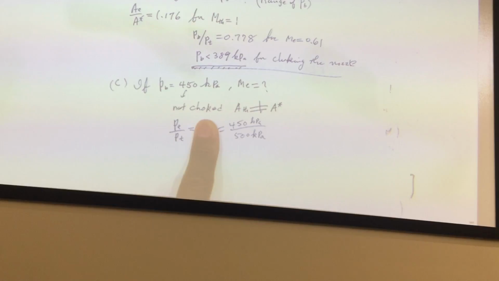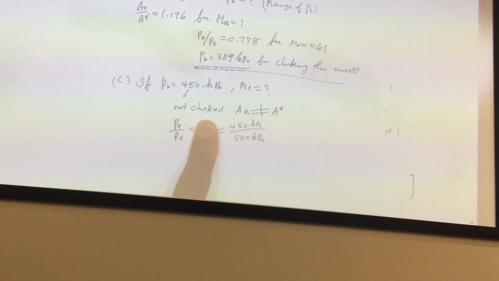I mean, as a judge, I can give you a pass. But if you can write that, that is really fantastic. Because that conveys the idea that you know the flow is subsonic throughout and the flow is subsonic at the exit. So PE is the same as PB. Make sense?